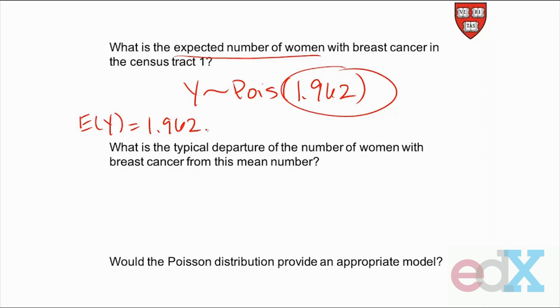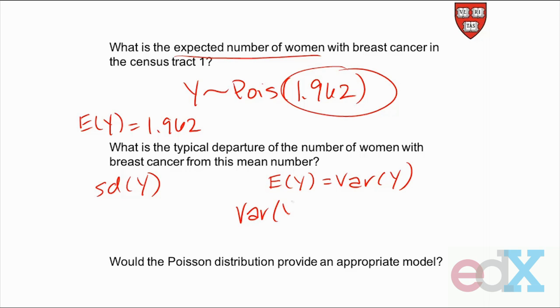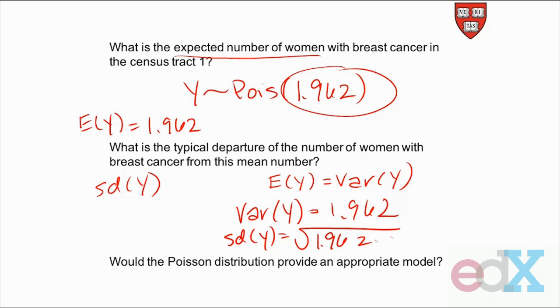The next question asks us, what is the typical departure of the number of women with breast cancer from this mean number? So what that's asking is, what's the standard deviation of y? The Poisson distribution has the property that the mean is equal to the variance. So the mean equals the variance of y. Therefore, the variance of y is equal to 1.962, and consequently, the standard deviation of y is just the square root of the variance. I plug that into a calculator, and I find that the standard deviation of y is about 1.4.